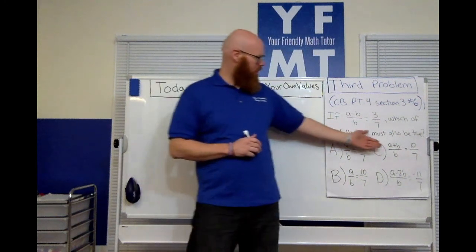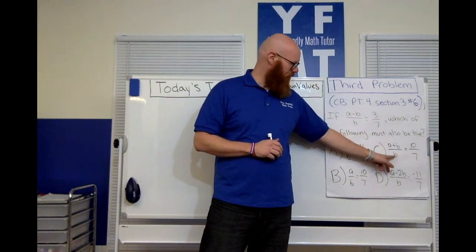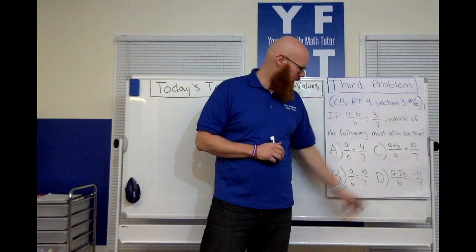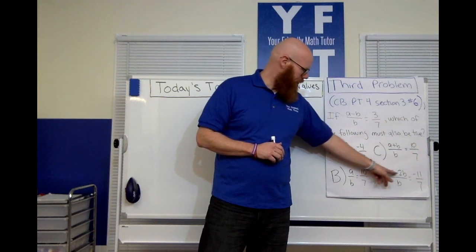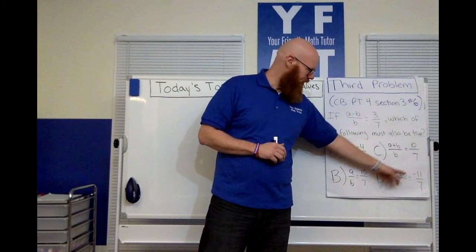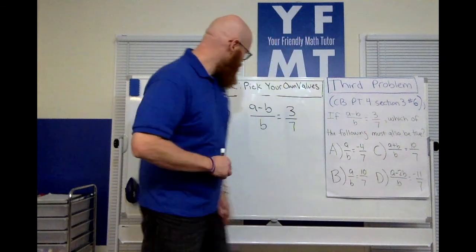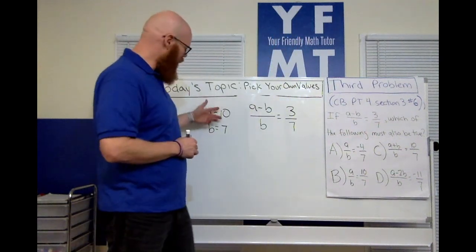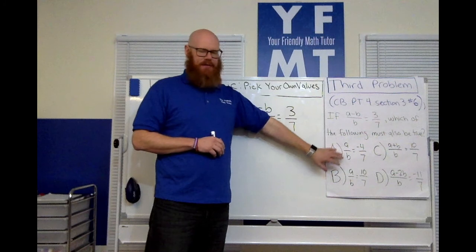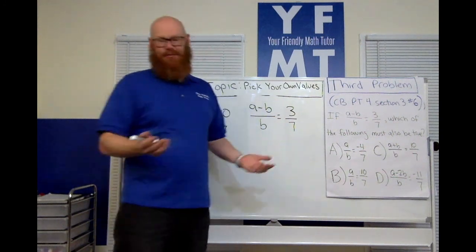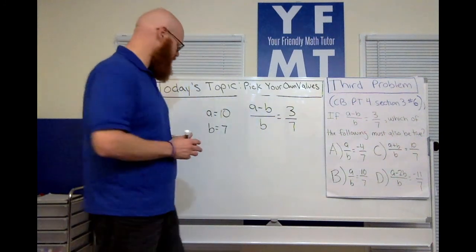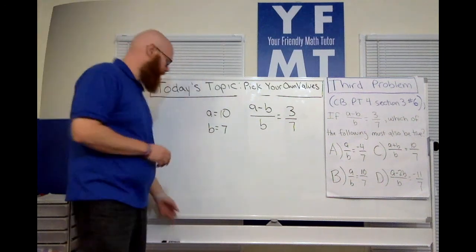And you could certainly look at the other ones. (10 plus 7) over 7 can't be 10 over 7, and (10 minus 2 times 7) over 7 can't be negative 11 over 7. So really, really quickly, by just picking our own values, we can get the answer really fast, and we don't have to write down much at all. All right, let's move on.